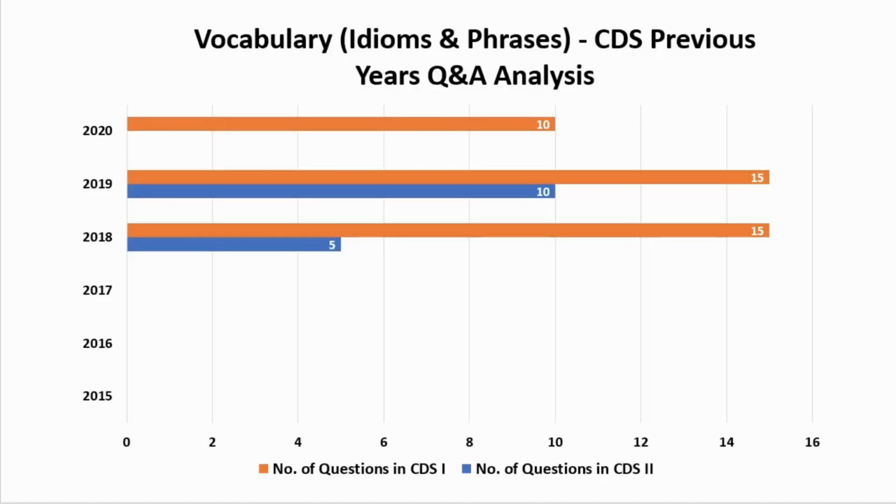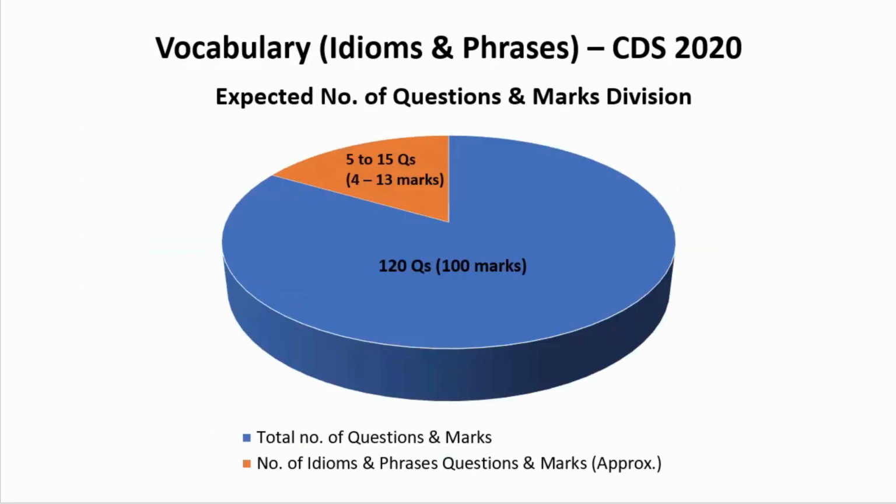Moving on to vocabulary, which is basically idioms and phrases. So in 2020 CDS 1, 10 questions came. In 2019 CDS 1, 15 questions came. In CDS 2 2019, 10 came, and only 5 questions came in 2018 CDS 2. All right. So in your upcoming CDS paper, the number of questions you can expect from the idioms and phrases vocabulary is 5 to 15 questions, carrying 4 to 13 marks.